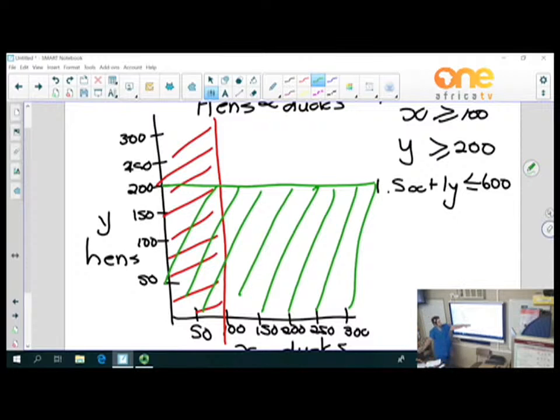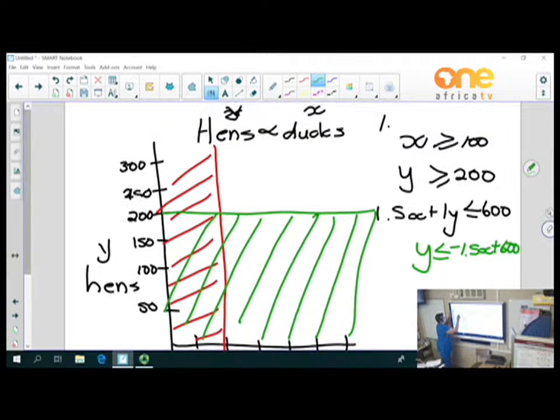Okay, but what must I do with this inequality first? y equals mx plus c. I need to change this to standard form. So this is y is less than or equal to negative 1.5x plus 600. Okay, so that means we'll have to go up to 600. Mine is very short actually, so you'll have to go up to 600 there. Remember, mine is not to scale here.